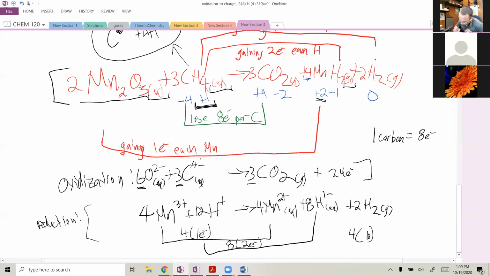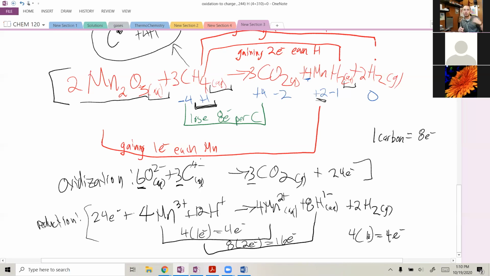We have 4 of them, and each one gets 1 electron, so that's 4 electrons here. We have 8 of those hydrogens, and each one needs 2 electrons, so that's 16 electrons. And we have 4 of these hydrogens, and each one needs 1 electron. So total, how many electrons did we need? Yeah, we have 4, we have 16, we have another 4. 24. So we needed 24 electrons total.